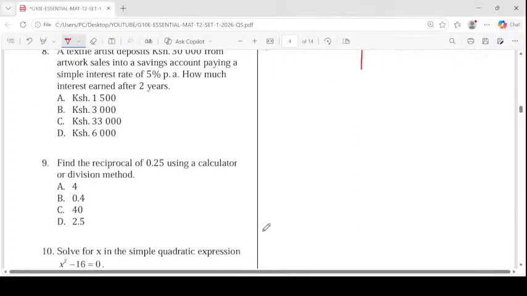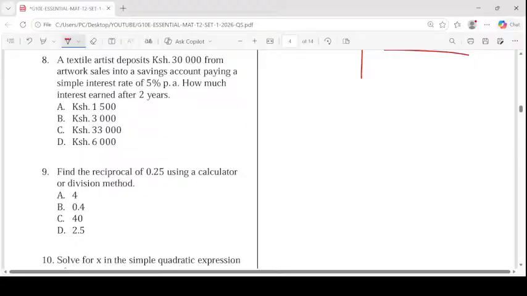Question number 8. A textile artist deposits 30,000 from artwork sales into a savings account, paying a simple interest at the rate of 5% per annum. How much interest is earned after 2 years? We all know that simple interest is given by principal multiplied by rate over 100 multiplied by the time t.